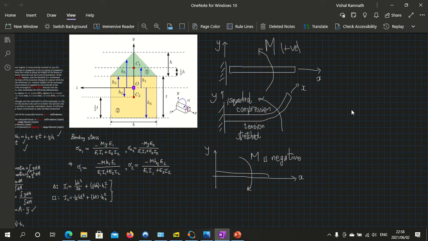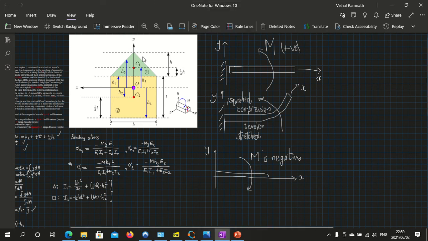The first comment is about the sign notation for the geometry. Second comment is about the sign notation for the bending moments. And then the third comment is about why this is important. Okay, so I'm not going to repeat everything in the previous video.